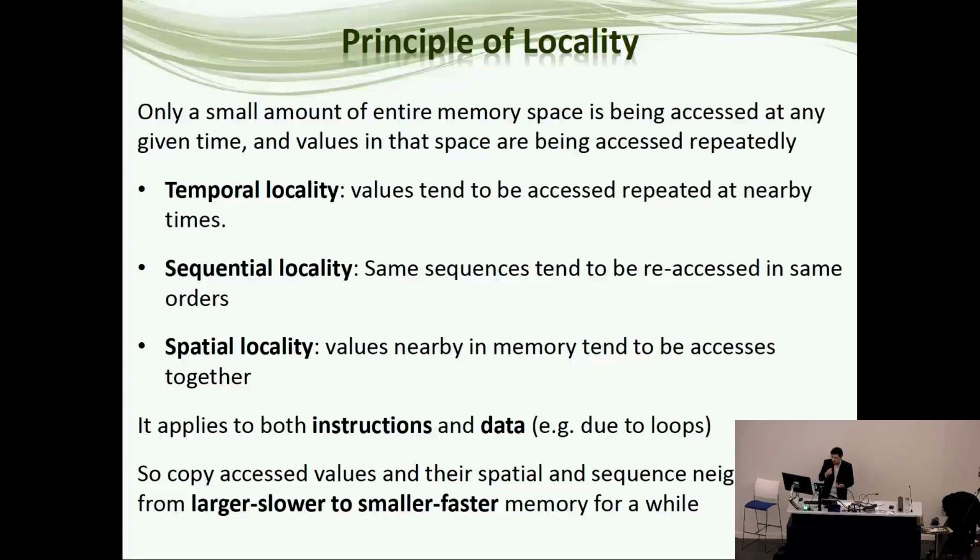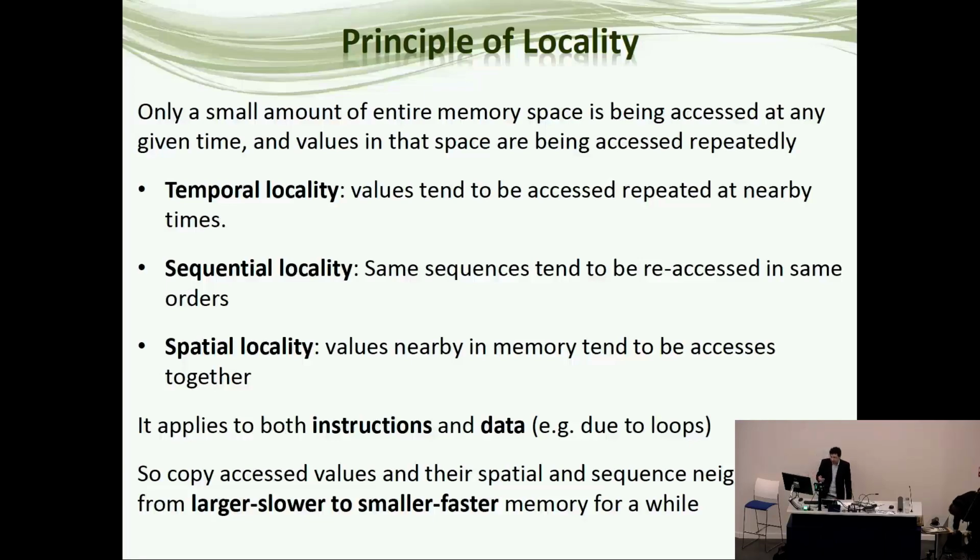Sequential locality. If I hit on A, B, and C in memory, it's very likely I'm going to hit on A, B, and C in the same order again. This is because lots of computer programs are written using loops, other kinds of repetition or iteration, and it's very likely we'll do the same bunch of things again that we just did before.